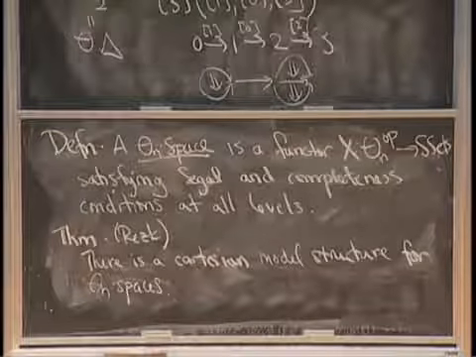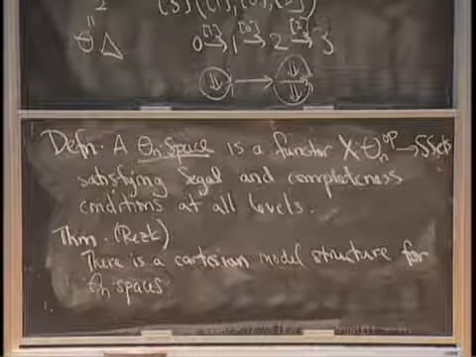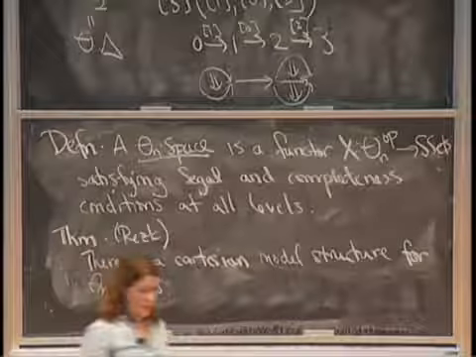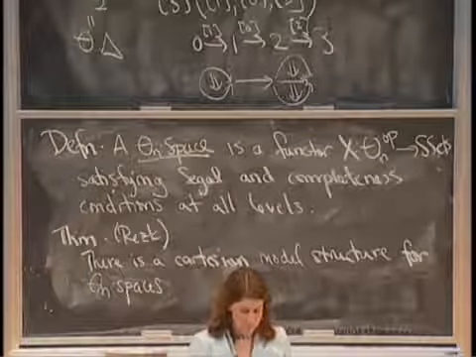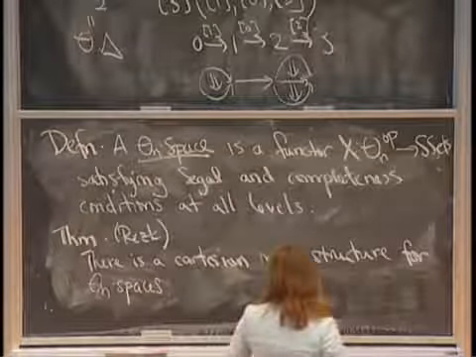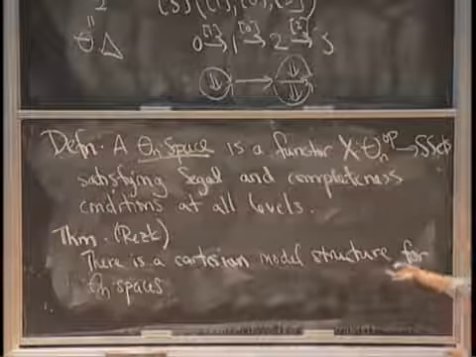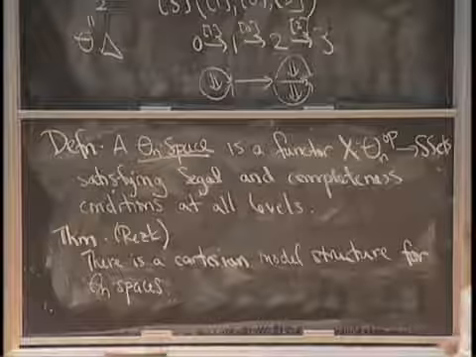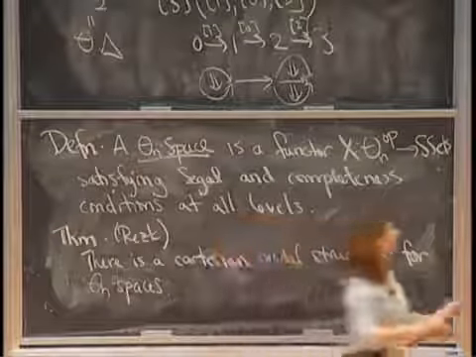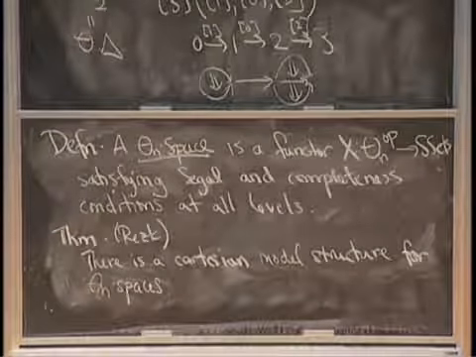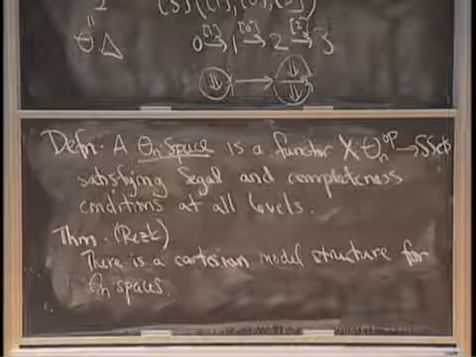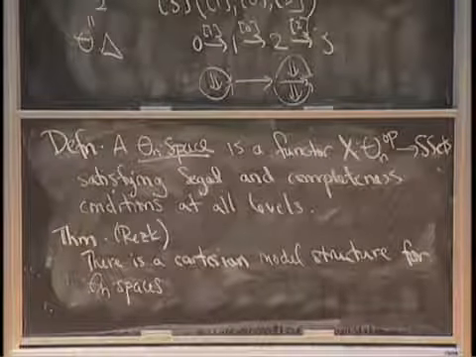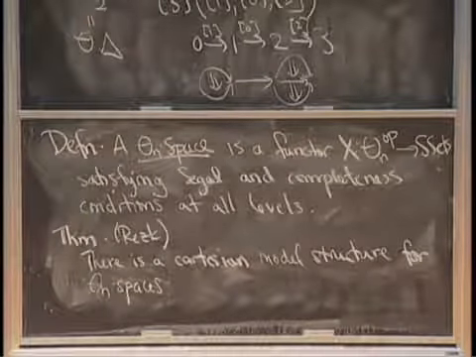So that's very nice. We not only have a model structure, it's Cartesian. We have some hope for any n here. We could imagine enriching in it and saying, if I enrich in theta n minus 1 spaces, does that give me something equivalent to theta n spaces? And that was, in fact, Charles's conjecture in that paper.